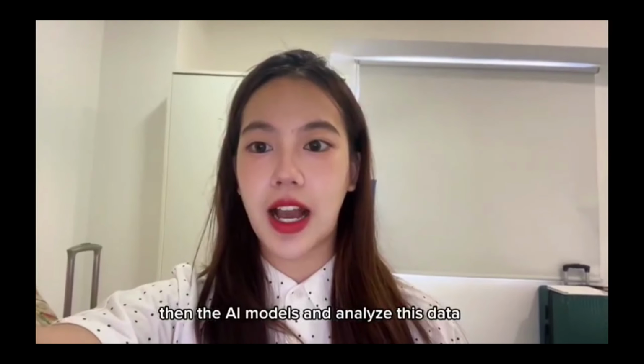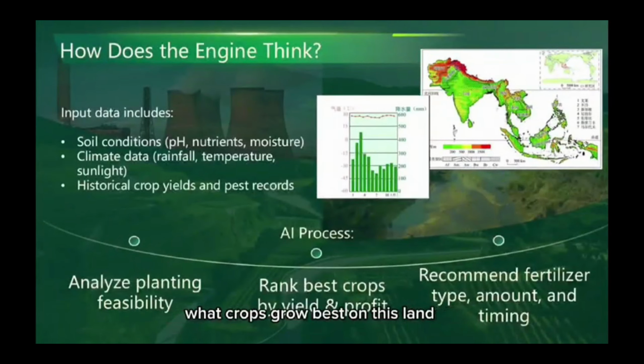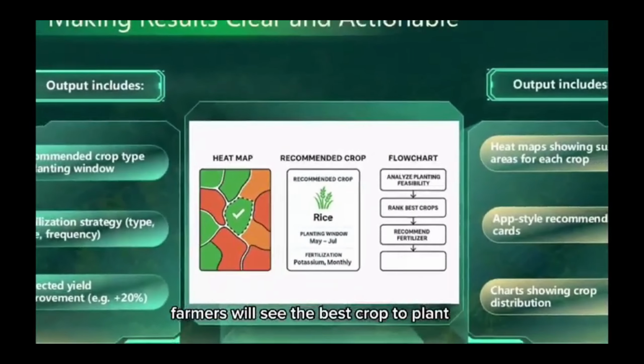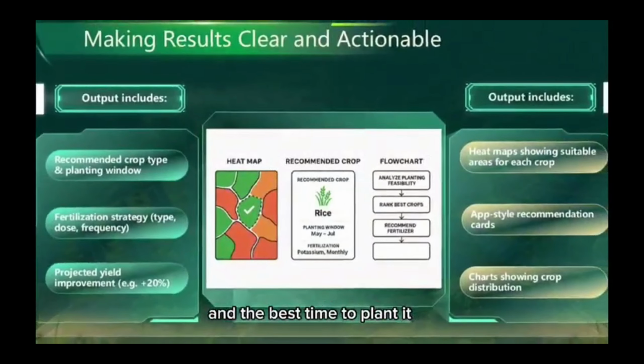Then the AI models analyze the data. What crops grow best on this land? When is the best time to plant them? What type and amount of fertilizer should be used? The output is simple and useful. Farmers will see the best crop to plant and the best time to plant it.